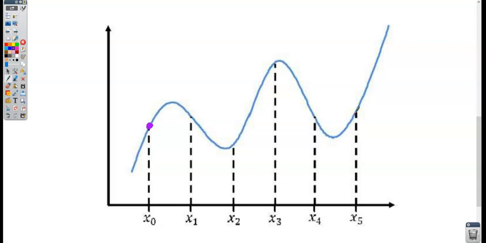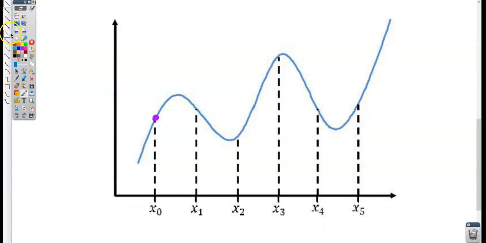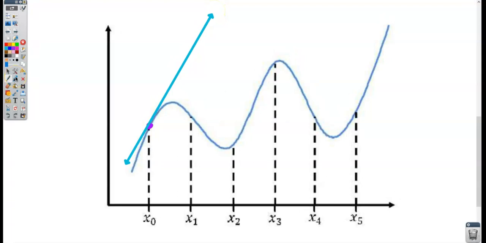Alright, so let's see how it works. Here's what happens: I'm going to use the differential equation to find the slope of this function. Again, remember, we can't see this function, but we can find the slope at this point. And using the slope at this point, we can find a linearization to the curve at this point, which I'm going to go ahead and try and draw in here. See how well this goes. Oh, not too bad. Alright, there's my linearization at x sub 0.